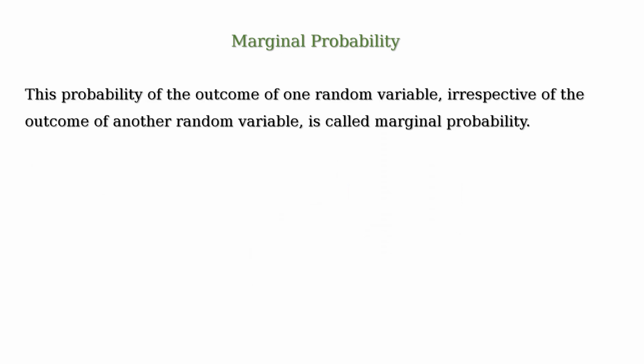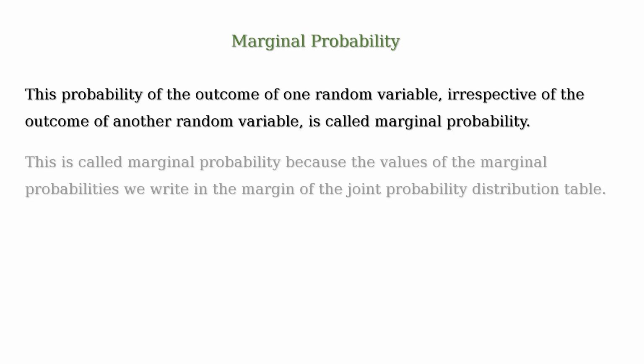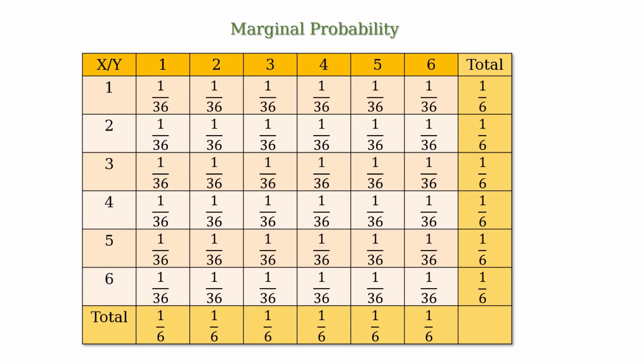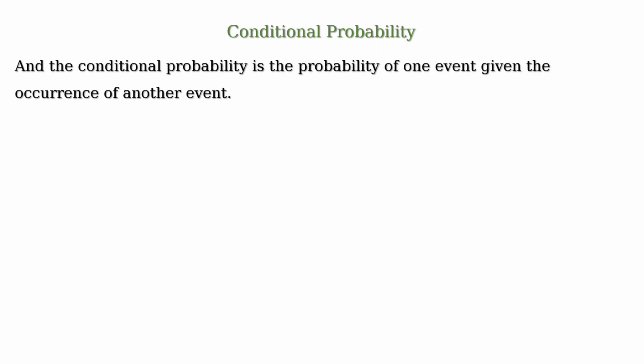This probability of the outcome of one random variable irrespective of the outcome of another random variable is called marginal probability. This is called marginal probability because the values of the marginal probabilities we write in the margin of the joint probability distribution table. So, in our case, the marginal probability distribution table of X and Y can be given by the following table, and the conditional probability is the probability of one event given the occurrence of another event.